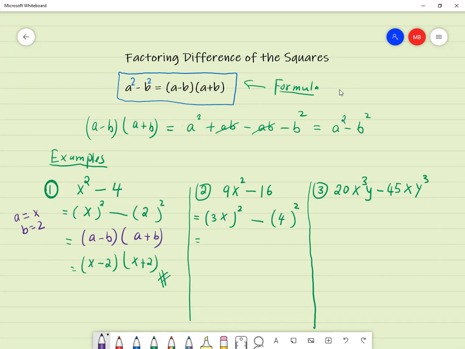So this is going to be a minus b times a plus b. All you have to figure out is what is a and what is b. The term in the first parenthesis is a, and this one is b. So a is 3x, b is 4. All you have to do is replace a by 3x and b by 4 in this formula. So it will be 3x minus 4 times 3x plus 4.